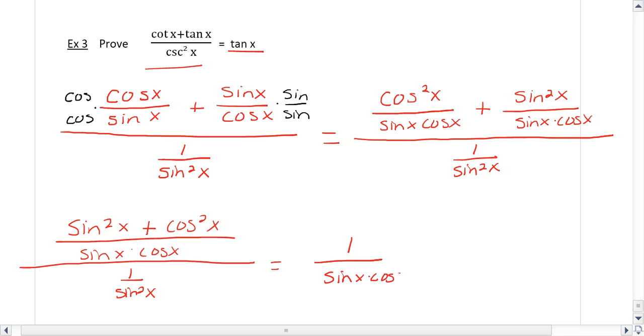And remember, we don't divide fractions. If we're dividing by this 1 over sine squared, with fractions you multiply by the reciprocal. So I'm going to flip it around: 1 over sine cosine times sine squared x over 1. And this sine cancels out one of these, which leaves me sine over cosine, which is equal to tangent. So we proved it, we got to the tangent.